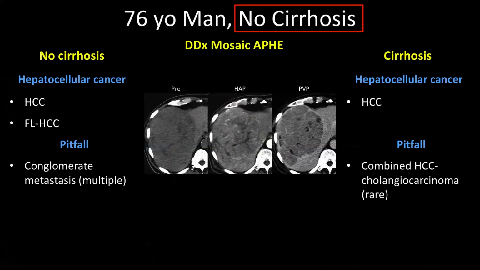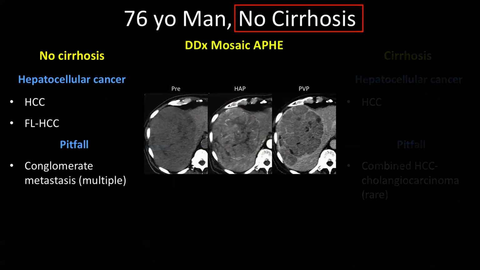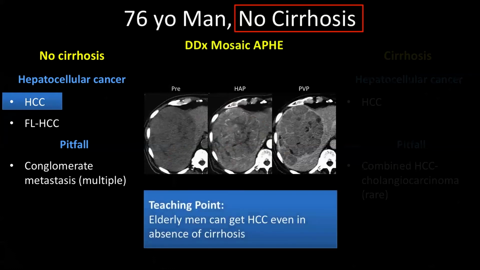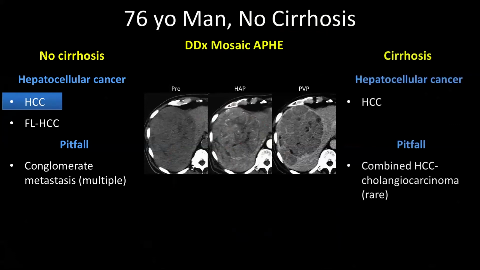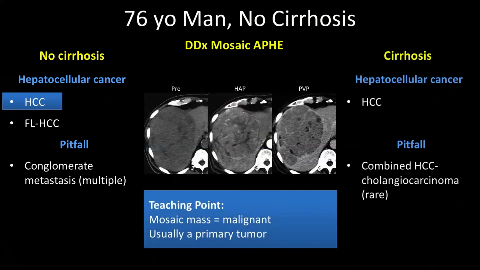Now this particular patient has no cirrhosis, so let's get rid of those. And we're left with these as our possibilities. And then the question is, what can this be? Well, we see only one lesion, so it's unlikely to be a metastasis. And then the most likely one is HCC. And remember what I told you earlier, that although HCC is rare in the absence of cirrhosis, it's not rare in elderly men, especially elderly men with obesity or diabetes. So teaching point, elderly men can get HCC even in the absence of cirrhosis. But again, the more important point is this: a mosaic mass is malignant, and it's usually a primary tumor.